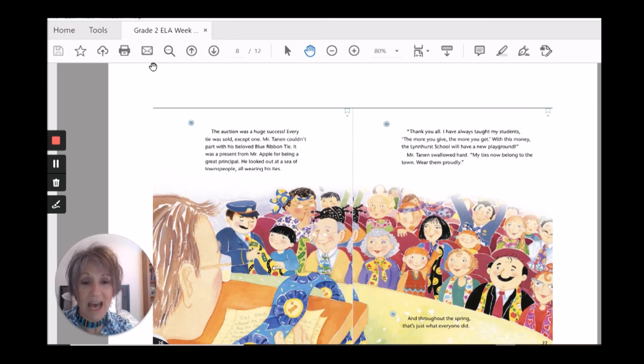"Thank you all. I have always taught my students, the more you give, the more you get. With this money, the Lyndhurst School will have a new playground." Mr. Tanen swallowed hard. "My ties now belong to the town. Wear them proudly." And throughout the spring, that's just what everyone did.